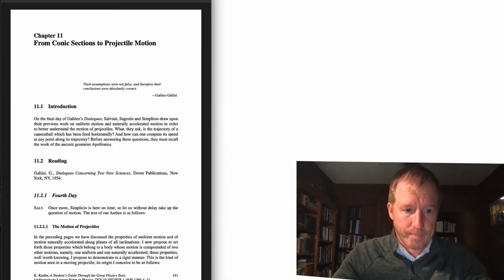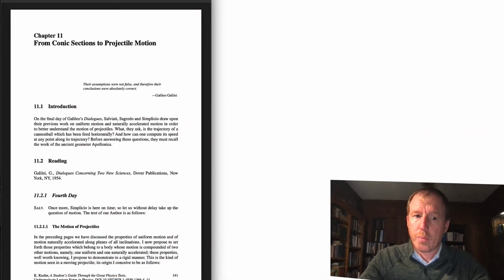Welcome back to my lectures on space, time, and motion, where we are looking at Chapter 11 in A Student's Guide to the Great Physics Texts. This chapter is titled From Conic Sections to Projectile Motion. In my previous lecture, we looked through the very beginning sections of this text, beginning on page 141.